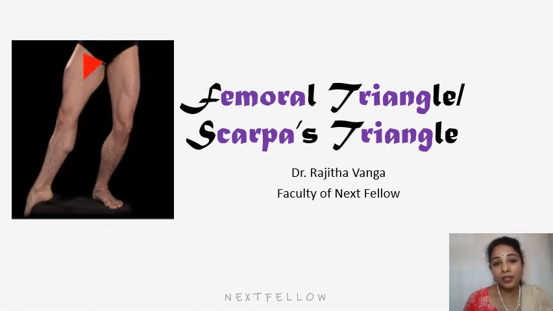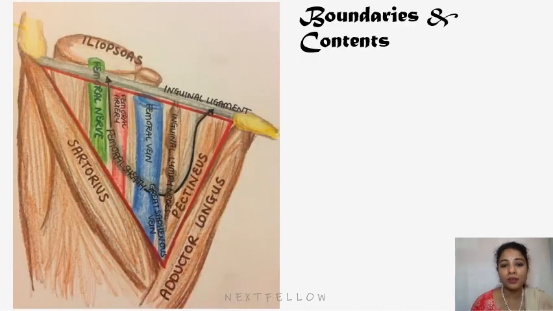So today's topic is on the femoral triangle, or Scarpa's triangle. The femoral triangle is a triangular shaped depression that you see on the medial aspect of the front of the thigh, that is, the uppermost one-third of the thigh. We find this femoral triangle. It is clinically quite important because the great femoral vessels are present in this triangle.